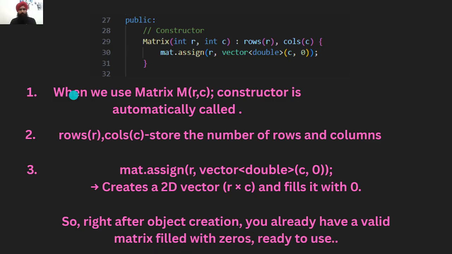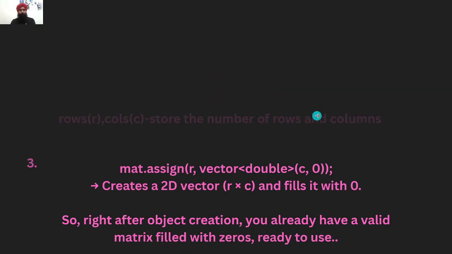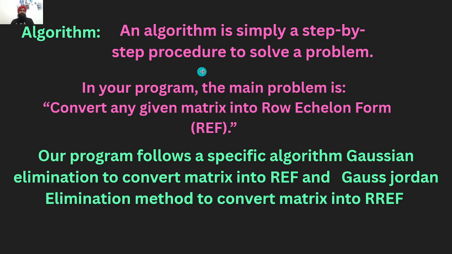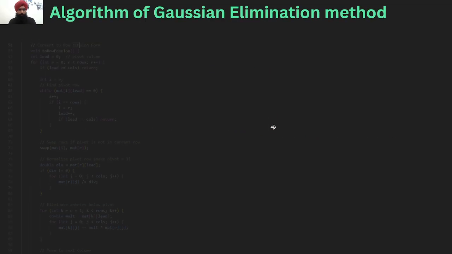So we go again to our slides. Now, this is the most important part of our program, an algorithm. An algorithm is simply a step-by-step procedure to solve a problem. In our program, the main problem is to convert any given matrix into a row echelon form. Our program follows a specific algorithm, the Gaussian elimination method, to convert a matrix into row echelon form, and the Gauss-Jordan elimination method to convert it into its reduced row echelon form.